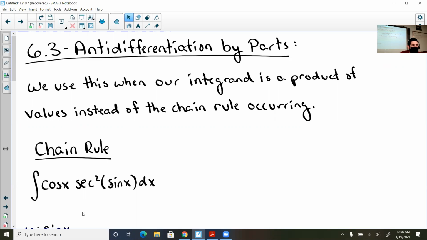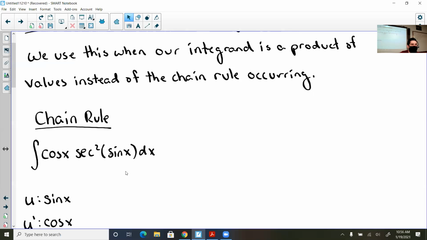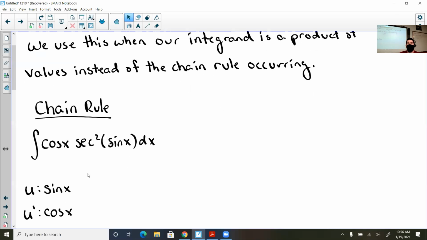So I just did an example of what a problem would have looked like if it were to be the chain rule. Here I have the integral of cosine of x times secant squared of sine x dx. Now this is a pretty intense integrand. There's a lot of trig functions in here. What I had recommended for these problems is to establish your u value and then see if the derivative of u exists somewhere in your integral.